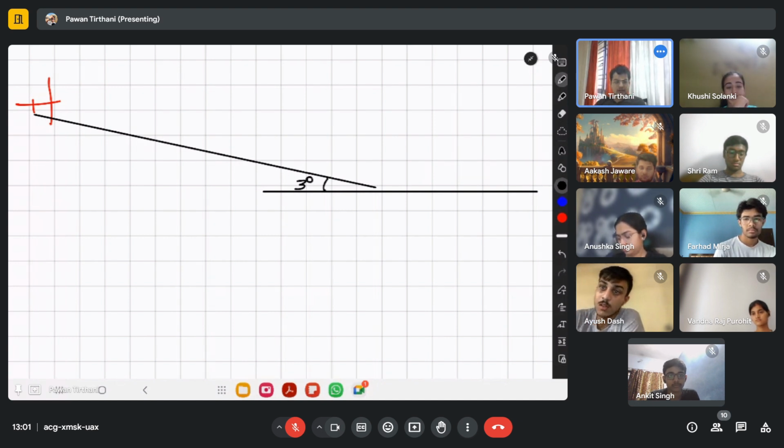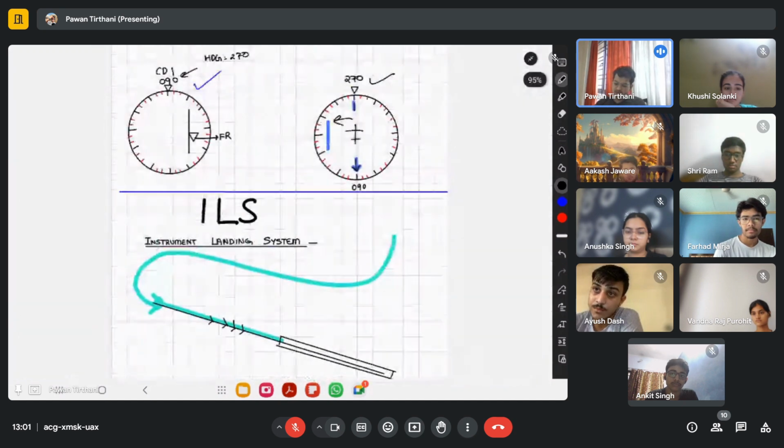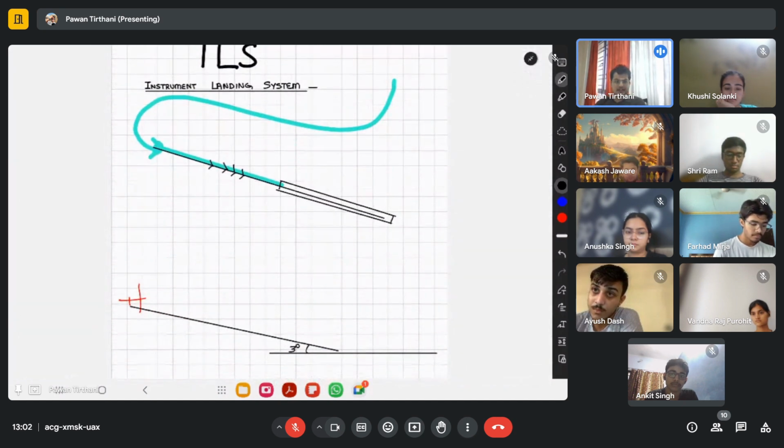Now, let's say if you're surrounded by clouds, if I can see the ground, I can perform an approach. But there have been times where there are clouds and I still want to land at an aerodrome, and I cannot see the runway. Can I land? We couldn't in the earlier times. Then we developed the system called instrument landing system, which helped us land.